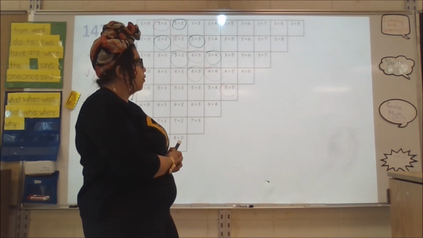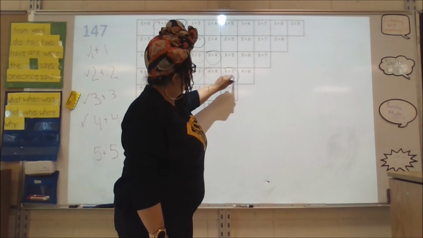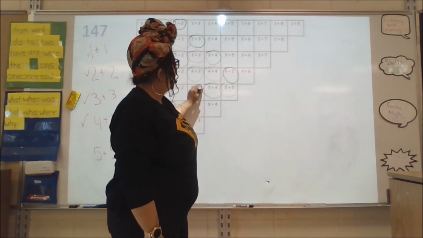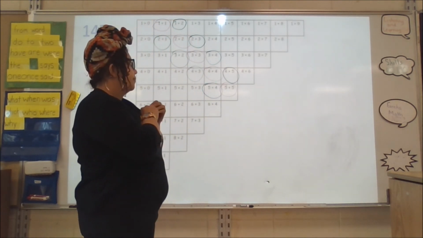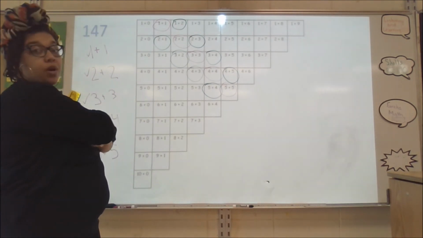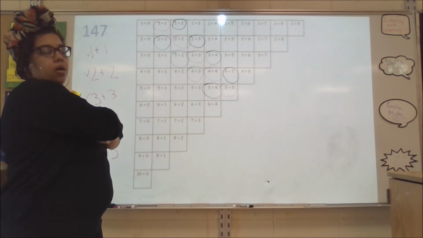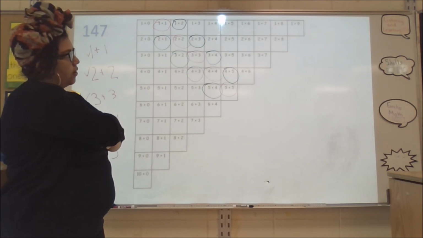All right? So 4 plus 4. What is my double plus 1 on 4 plus 4? 4 and 5. 5 and 4. Good job. Now, what I won't see on this chart is the double plus 1 on 5 plus 5, because like I said, it only goes up to wholes of 10.